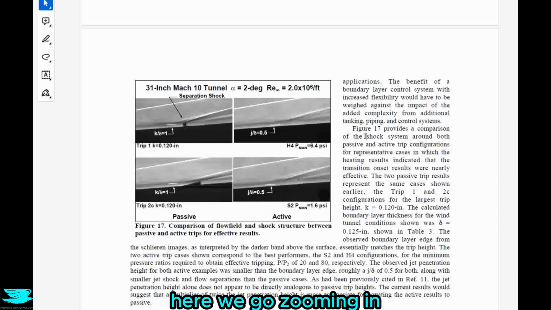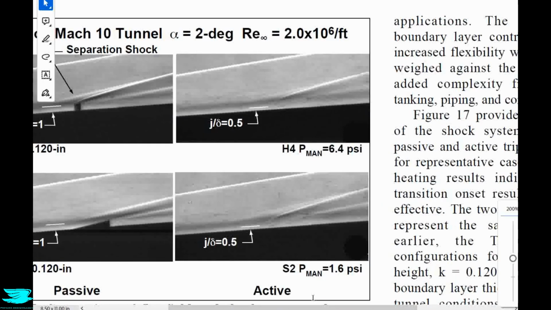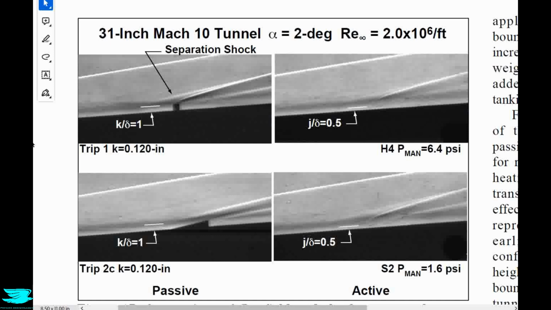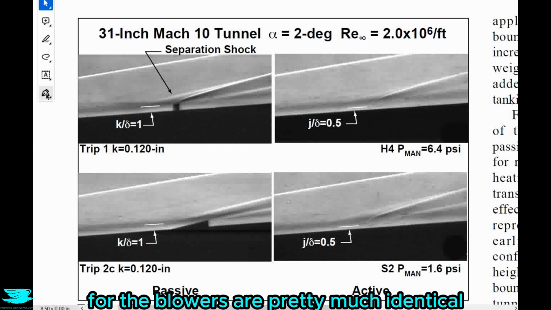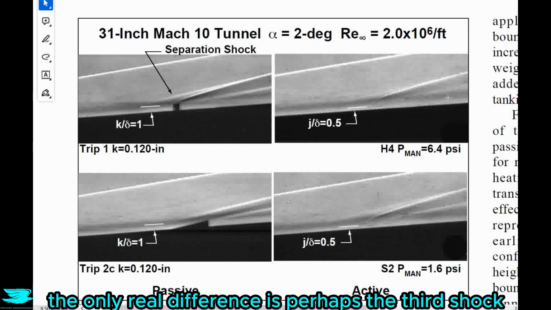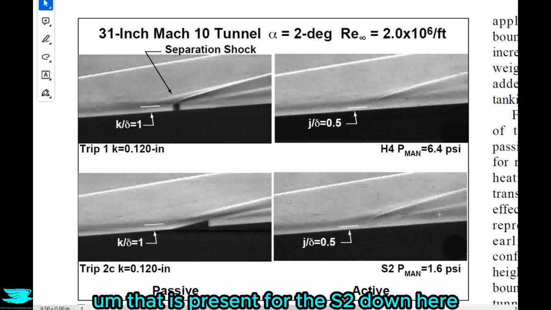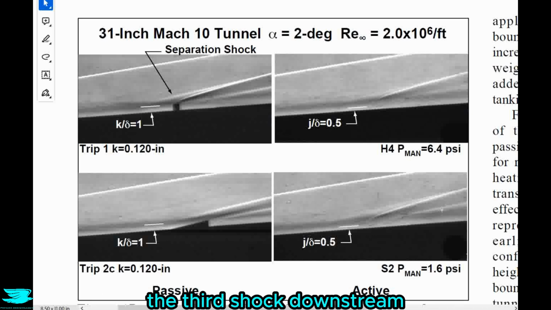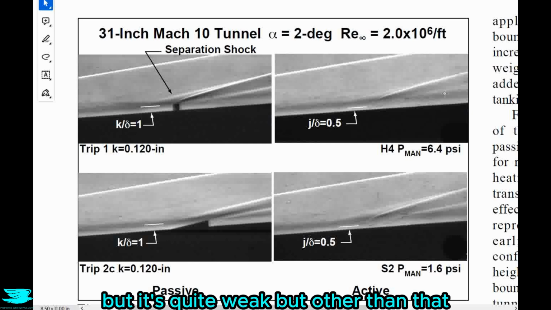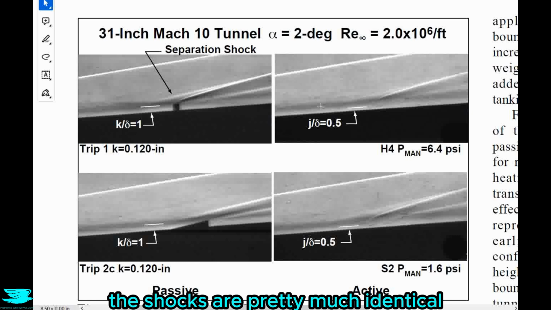Here we go, zooming in. So overall, the shock systems for the blowers are pretty much identical. The only real difference is perhaps the third shock that is present for the S2 down here, the third shock downstream, as opposed to for the H4. It maybe is there a little bit, but it's quite weak. But other than that, the shocks are pretty much identical.